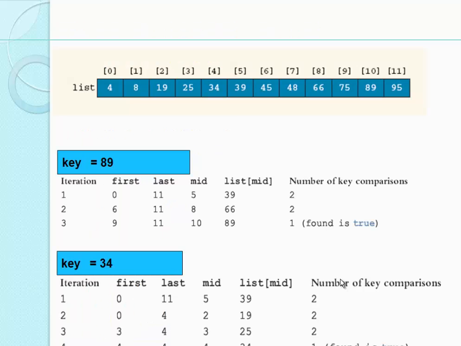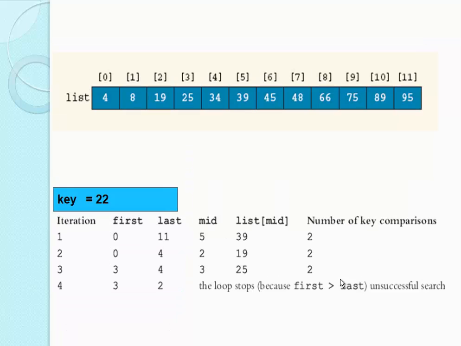Here consider this array. If the key is 89, 3 iterations are performed and 2 plus 2 plus 1 equals 5 comparisons are performed. Similarly, for key equal to 34, there are 4 iterations taking place and 7 comparisons being performed. If the key is 22, 4 iterations take place and 6 comparisons are performed.